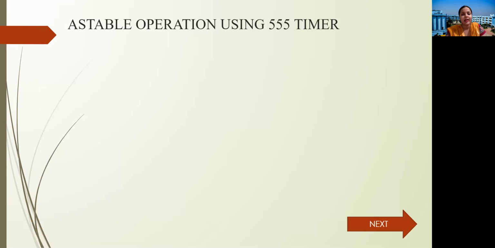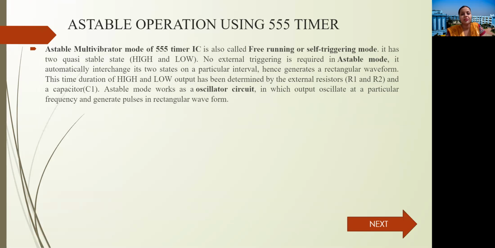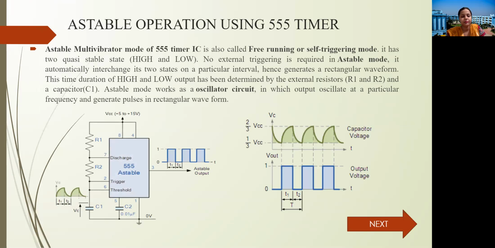Next, it's astable operation using 555 timer. As I have already told you, astable mode multivibrator, it's a free running mode. It doesn't have any stable state. It has only 2 quasi-stable state. Here no external triggering is being required. It generates output depending on the charging discharging of capacitor. So these are all same, whether we are using 555, whether we are using op-amp, the properties of astable will remain same. Now the diagram.